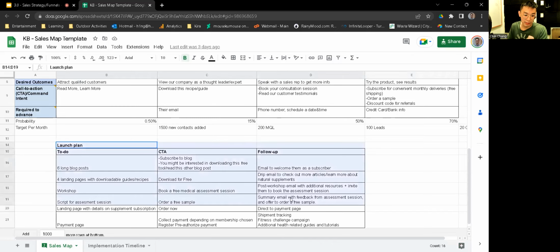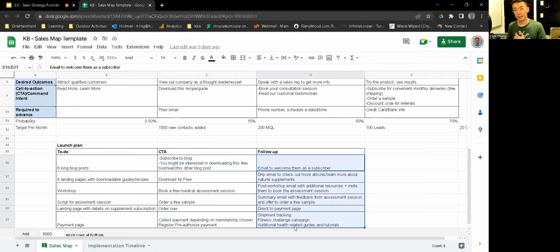So from this, you can see the example launch plan is, oh, I probably need to create 6 long-form blog posts. I need 4 landing pages. I need a workshop. I need a script for my assessment session. I need a landing page with details on the supplement. I need a payment page. And once you know what assets you're creating, you can assign your calls to action to them. And you can decide, okay, what's the follow-up process? Once they've taken that call to action, what do you do?